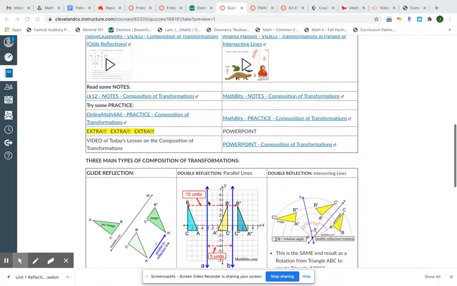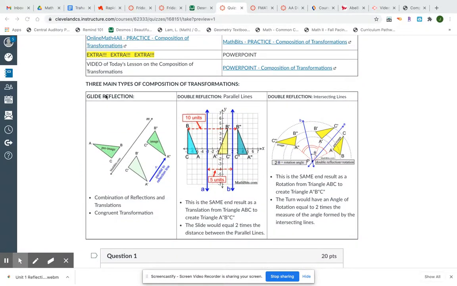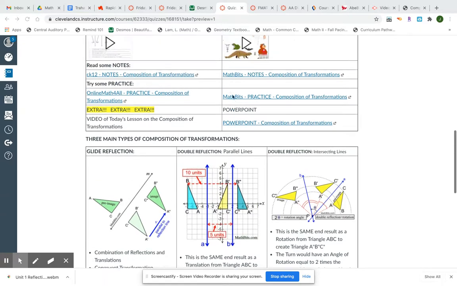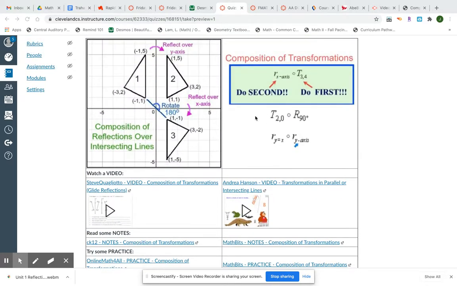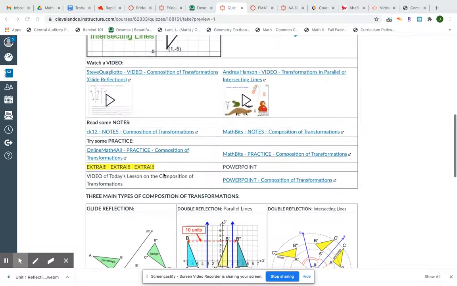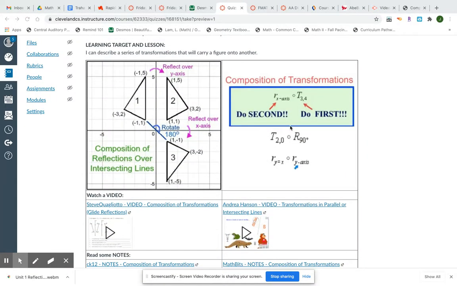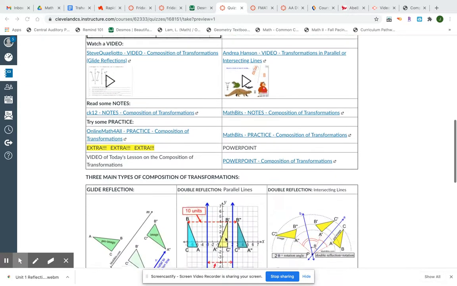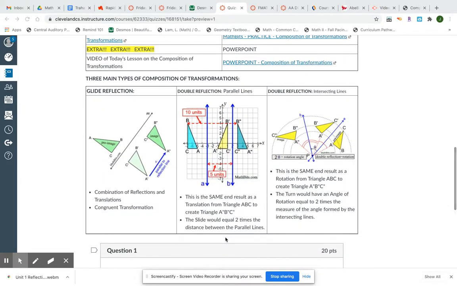Let's see, real quick, let's take a look down here at the bottom. There are 3 main types of compositional transformations, but any type of compositional transformation, like you can see up here, could be performed. These are all, so far that we've talked about, congruent transformations. This rotation, this translation, this reflection here, these are all congruent transformations. So it's not to say that you couldn't have one that wasn't, but so far that's all we've talked about.